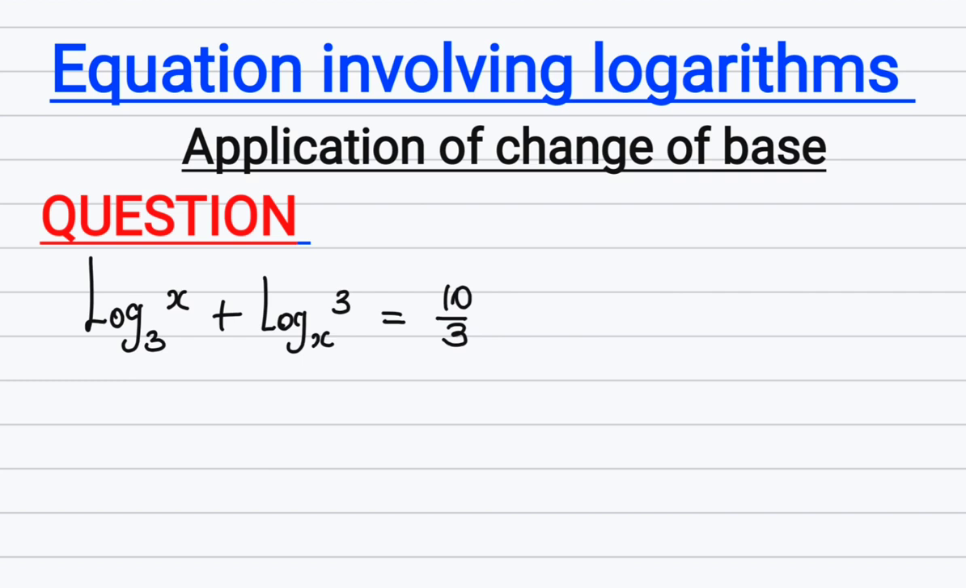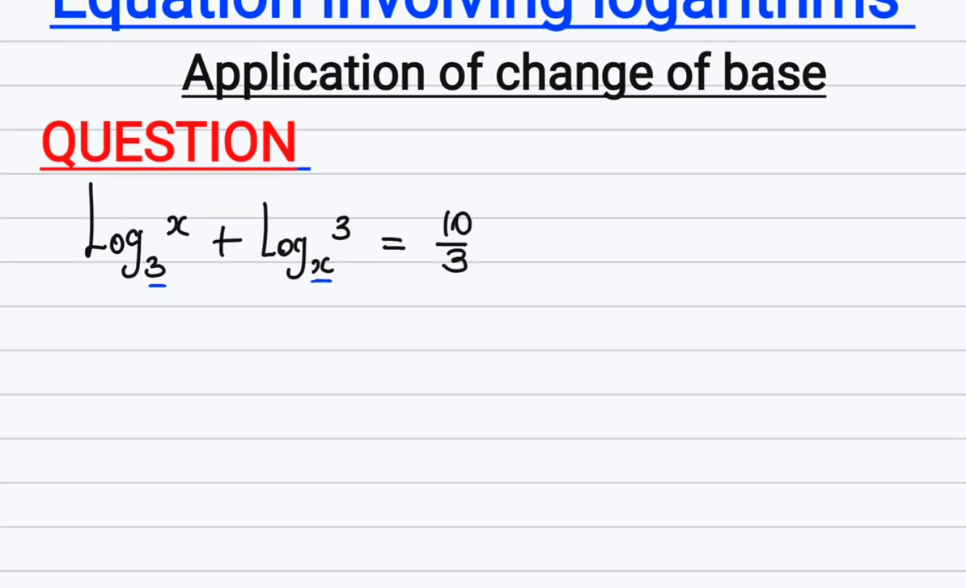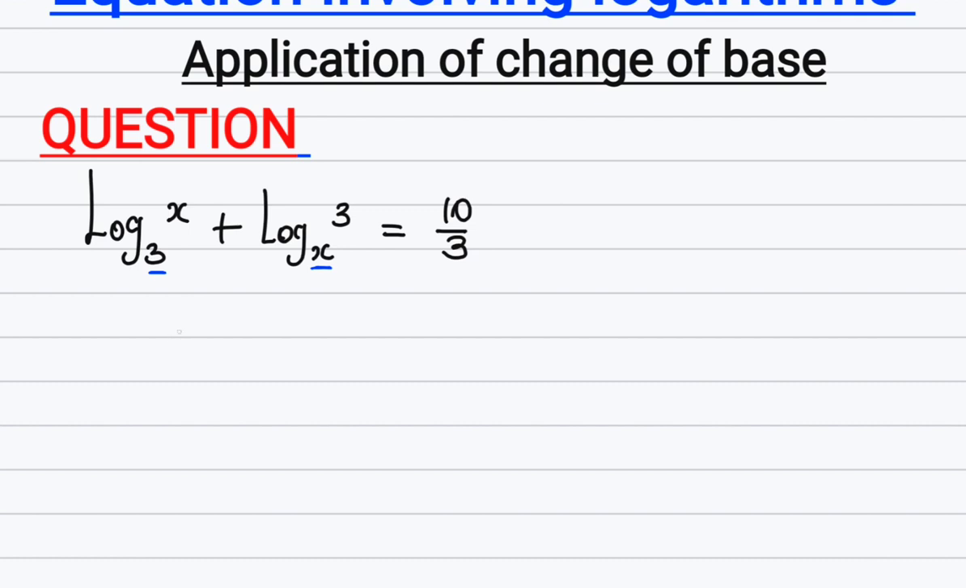Once you have this, the first thing you note is this. Check out the bases. This is 3 and this is x. They are not the same, so it calls for us to use the knowledge of change of base. Quickly, let me explain what it is. Let's say I have a log of a to base b, and I wish to change this log to having a base of c. This will be log of a to base c divided by log of b to base c. This is the format of change of base.